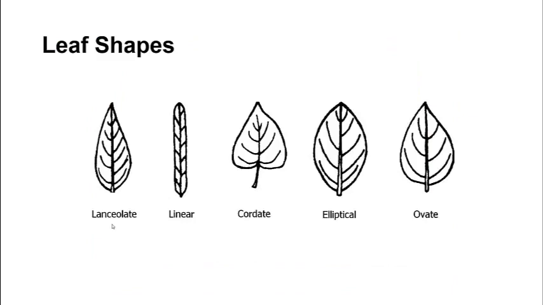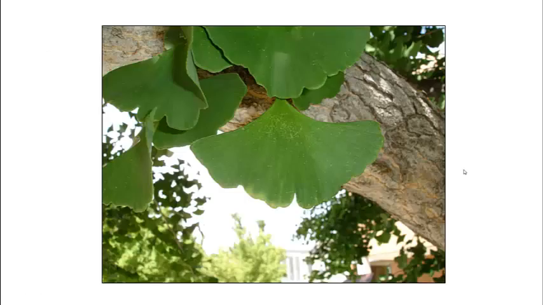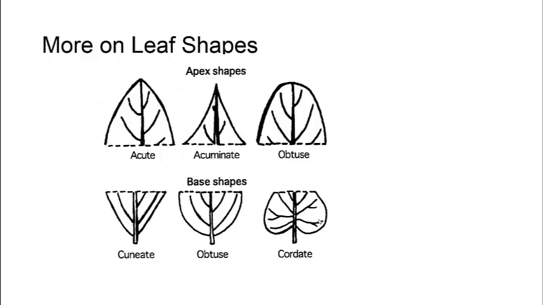Leaves are also identified by their shape: lanceolate, linear, cordate or heart-shaped, elliptical, or ovate. And there's many others. This picture here is of ginkgo leaves. And ginkgo leaves actually have their own shape. They're the only plant that really has a leaf shape like this, and it's just simply called a fan shape, or sometimes it's called a dichotomous shape. Also, we categorize them by how their tips are shaped, whether they're pointy or rounded, and also the bases.